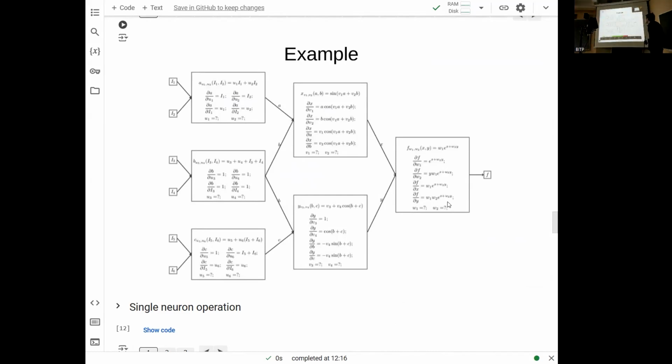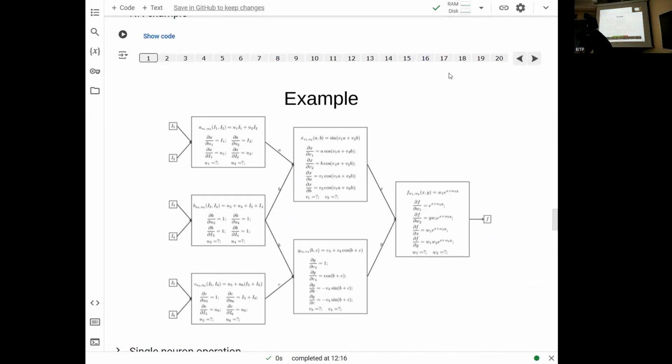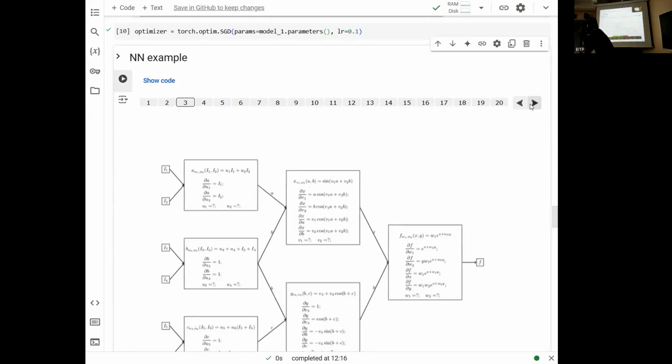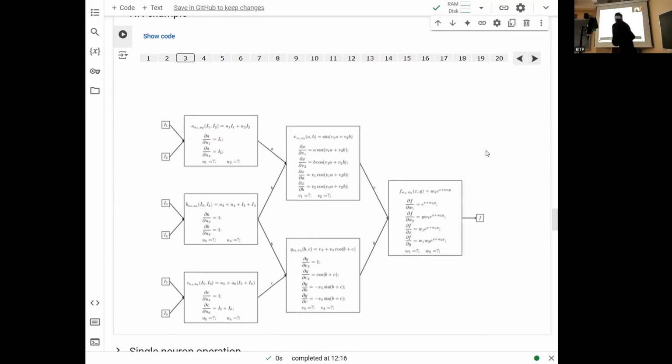Okay, I don't have much time to get through all of this. This is just an example of how we treat neural networks, so I'll click through very quickly. First, we construct a neural network. Here are some random functions just to illustrate the idea. These are neurons. This is our final loss function.